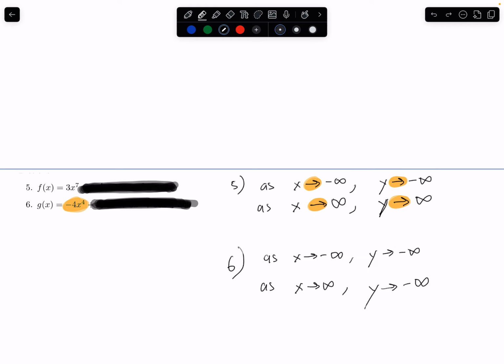Okay, there you have it. That's end behavior. That's how we deal with it. We just focus on the leading term and think about what happens when x gets really big for that leading term.